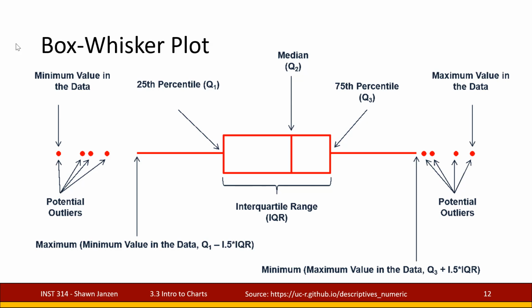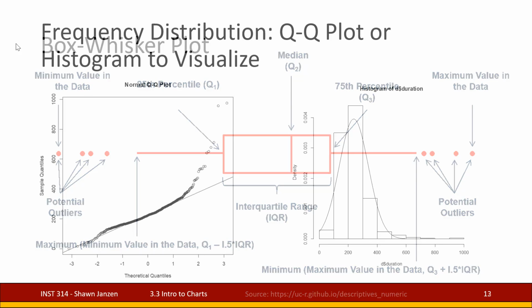Anything outside of those that are high values or low values become what we call potential outliers in your data, and they'll appear as dots outside of the box and whisker.